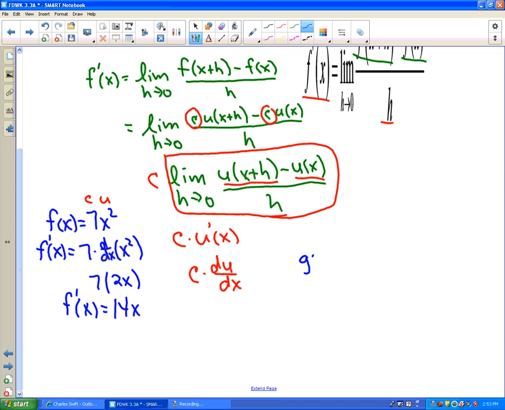If we're given a function g of x equals 9 times x to the 7th, our derivative is going to equal 9 times 7x to the 6th. 63x to the 6th would be the derivative. So not only can we take the derivative of expressions like x squared and x to the 7th, we can also take derivatives now when they have coefficients.